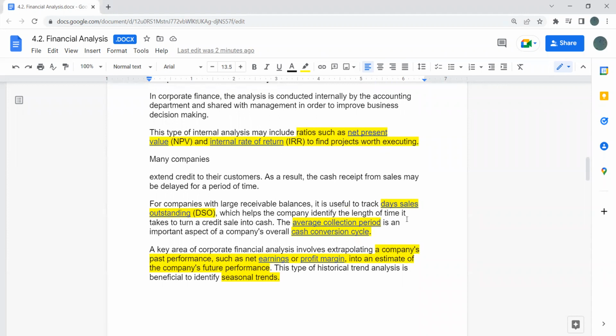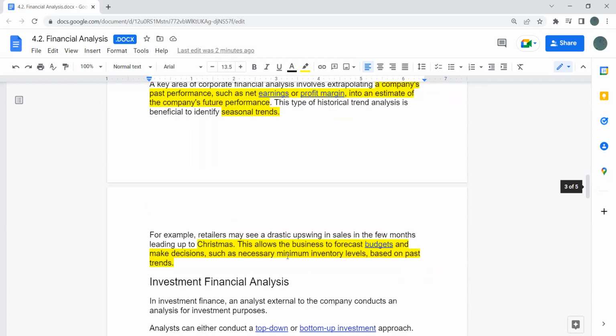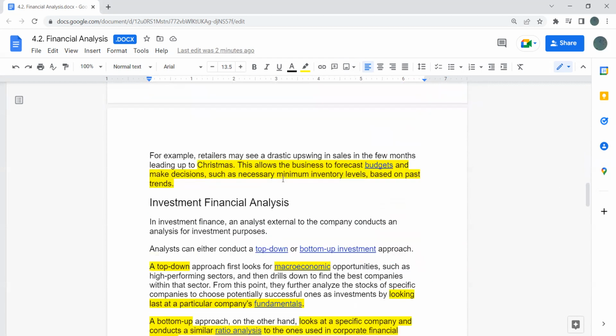Some other ratios are days sales outstanding, DSO, the average collection period, and the cash conversion cycle. A key area of corporate financial analysis involves extrapolating a company's past performance, such as net earnings or profit margins, into an estimate of the company's future performance. And it is very useful in identifying seasonal trends. For example, in Christmas, this allows the business to forecast budgets and make decisions such as necessary minimum inventory levels based on past trends.